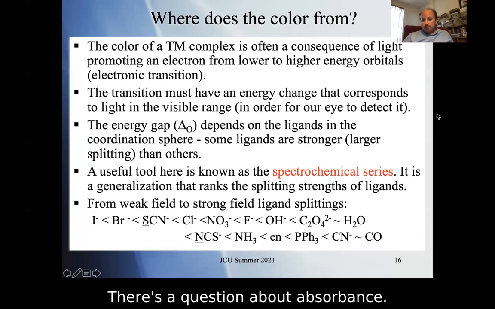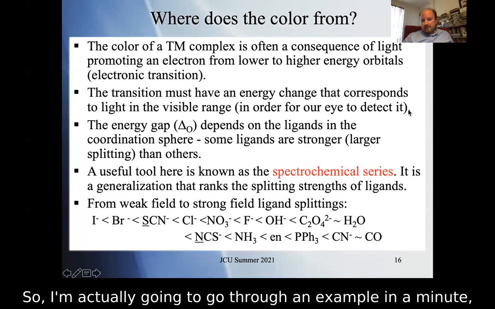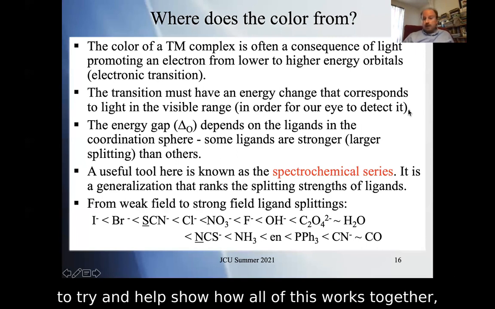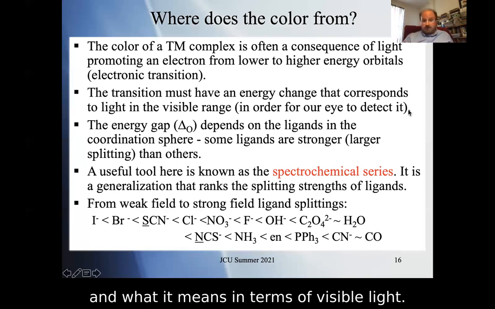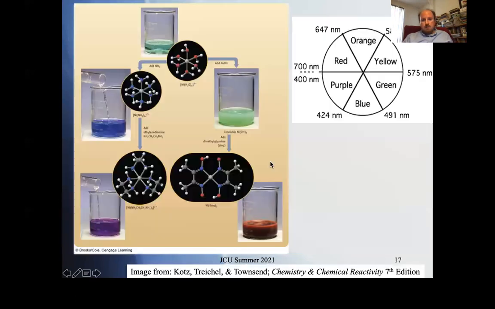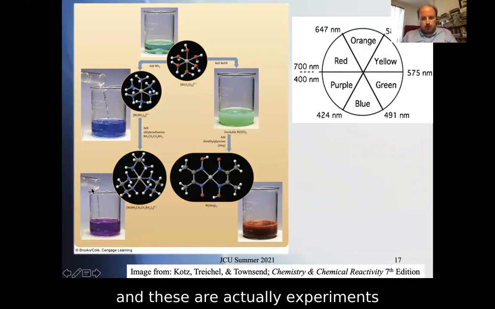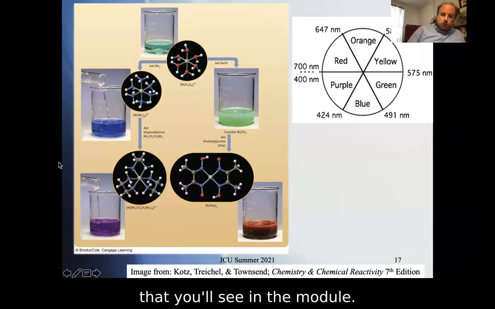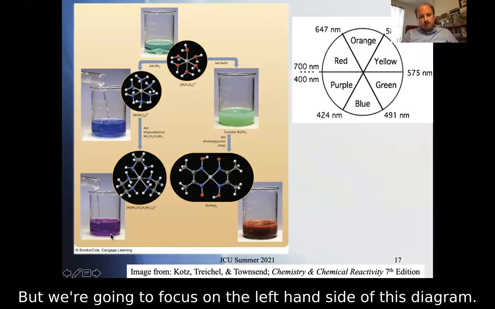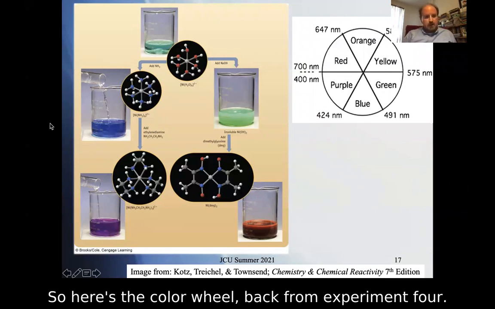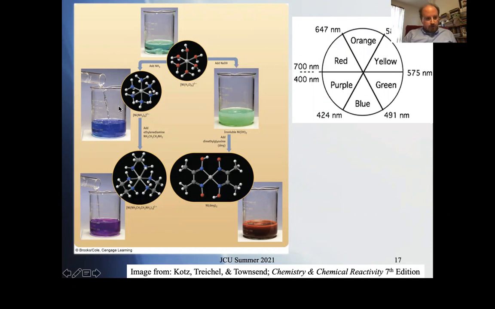There's a question about absorbance. So I'm actually going to go through an example in a minute to help show how all of this works together and what it means in terms of visible light. All right, so here we're going to focus on, and these are actually experiments that you'll see in the module, the left-hand side of this diagram. So here's the color wheel back from experiment 4.